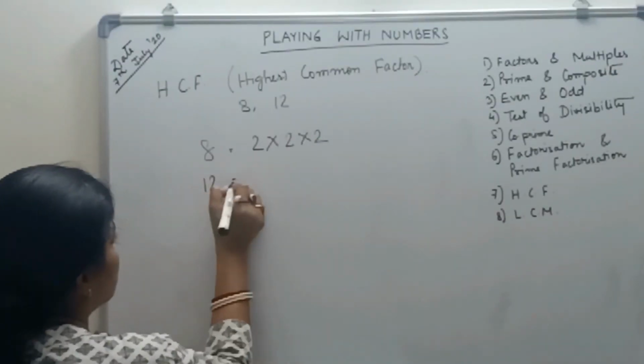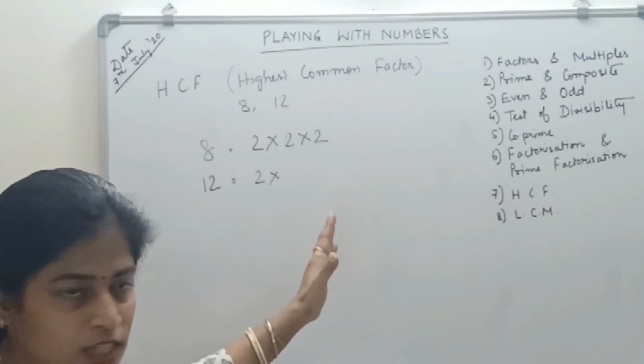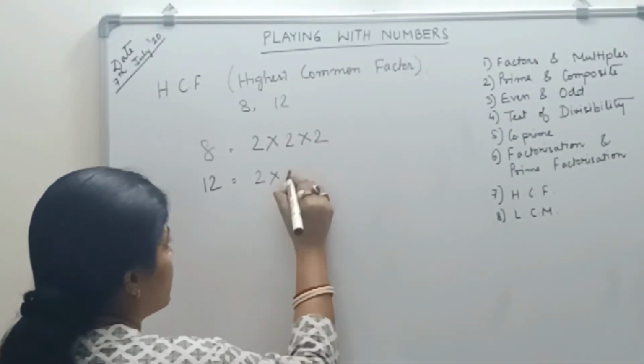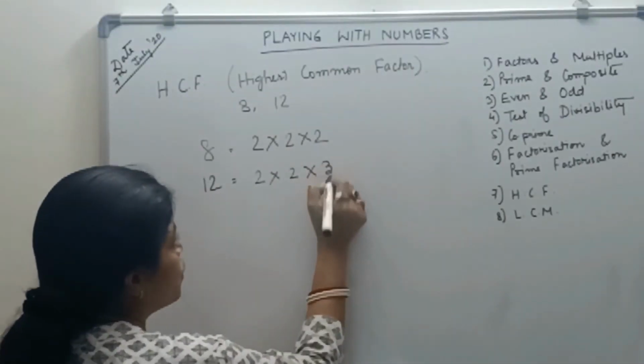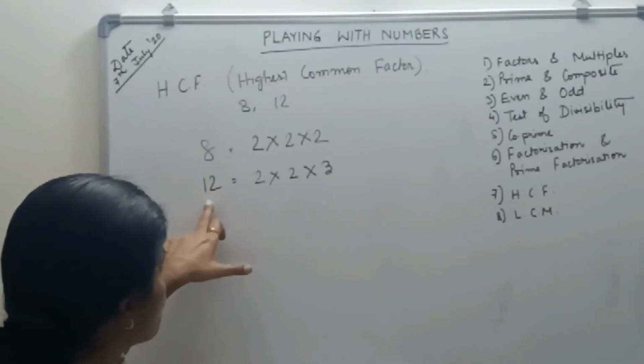Now for 12, what is that? 2 into 6 is 12. What is 6? 2 into 3. So 2 into 2 into 3. 2 into 2, 4. 4 into 3 is 12.